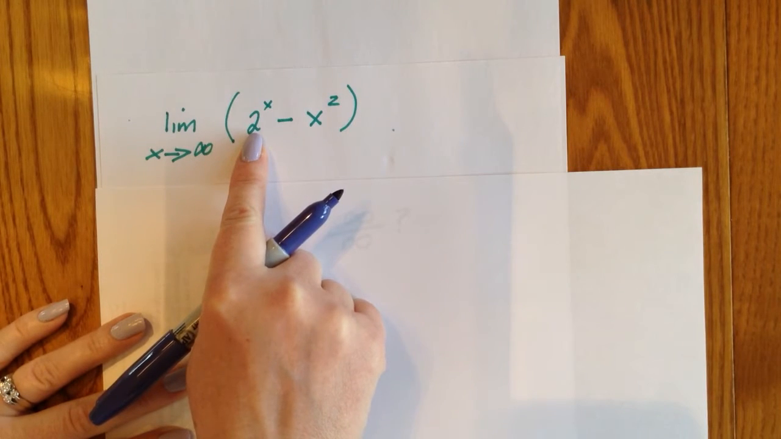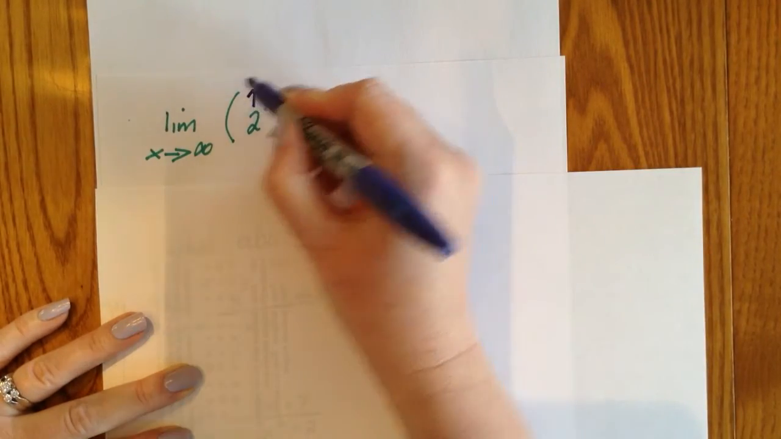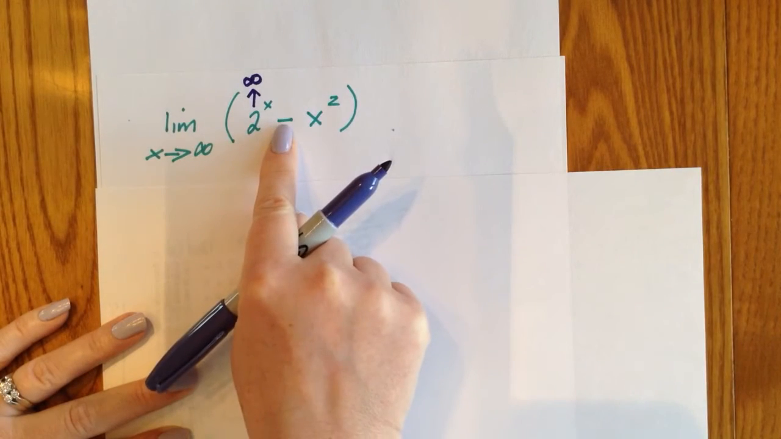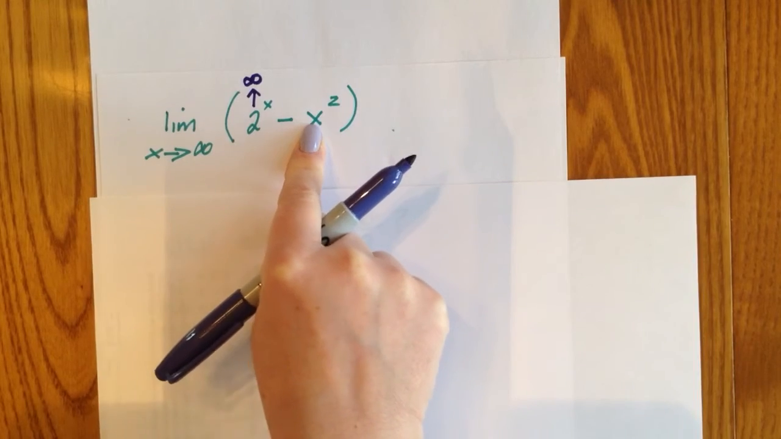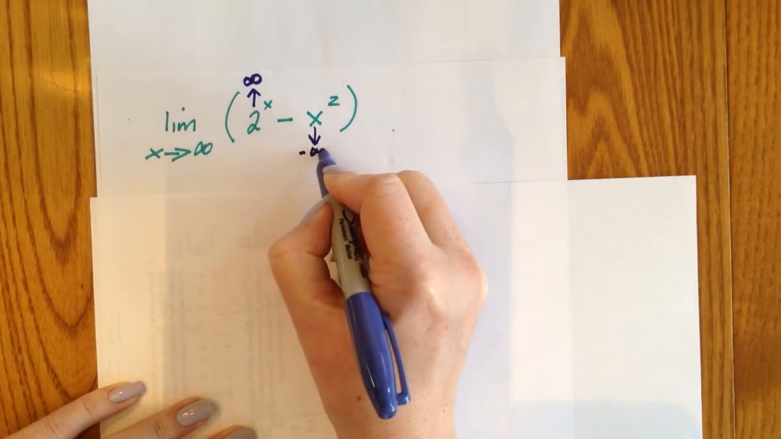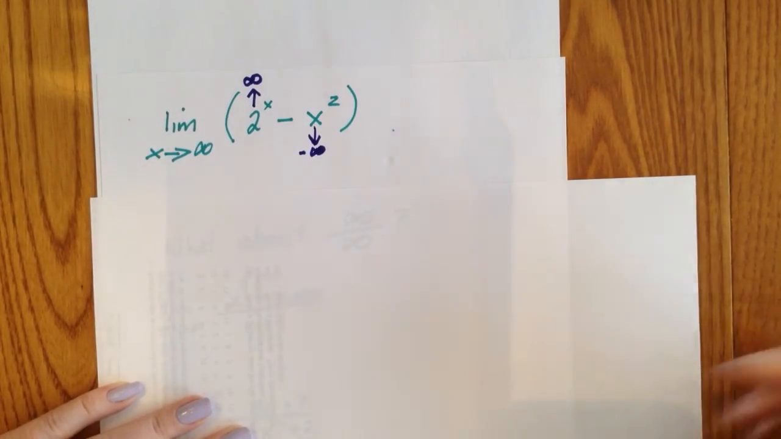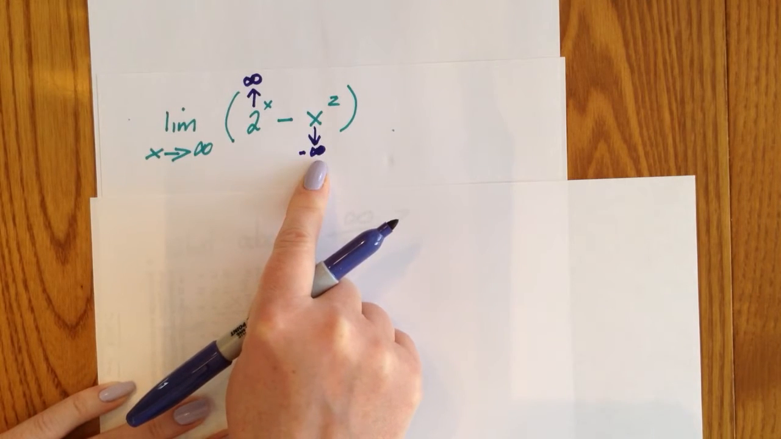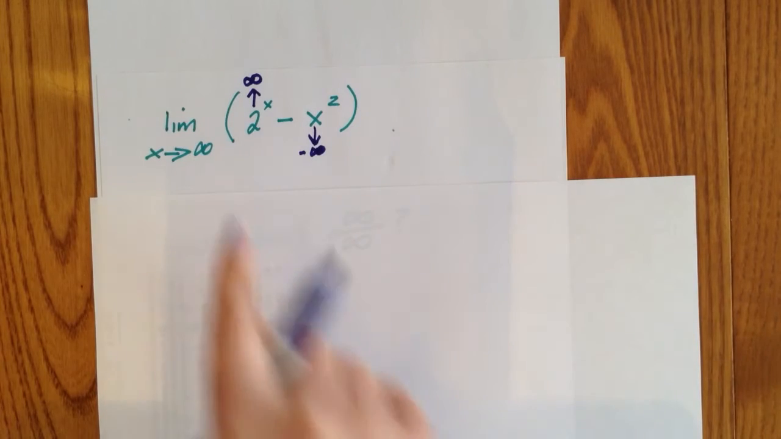2 to the x goes up and up and up. This term is trying to go up to infinity. Because of the negative, this is our downward facing parabola. So this term is trying to go down to negative infinity. It's like a tug of war. This one wants to go up, this one wants to go down. Who's going to win? Ladies and gentlemen, an analogy, if you will.